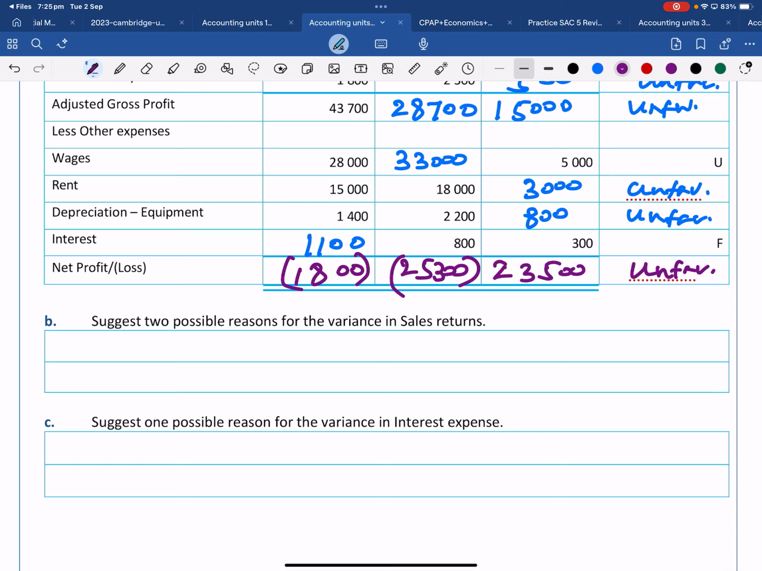Okay. Sorry. Part B. There was less sales and high inventory loss. Two possible reasons for the variance in sales returns, yes? What is it, guys? Low sales and high inventory loss. Okay. Low sales than budgeted, and then the next one is, what is it? High inventory loss.